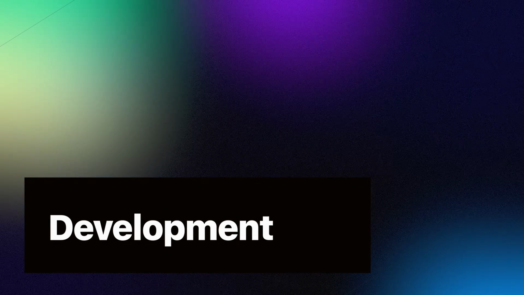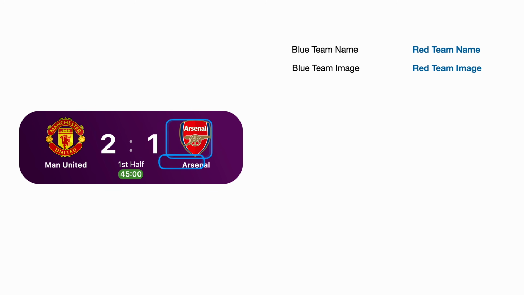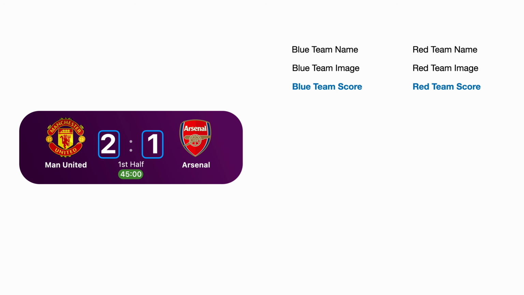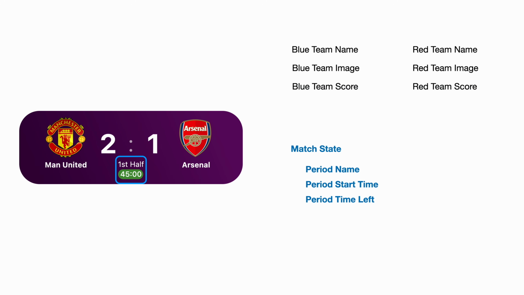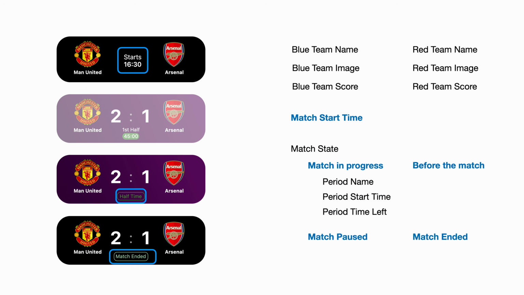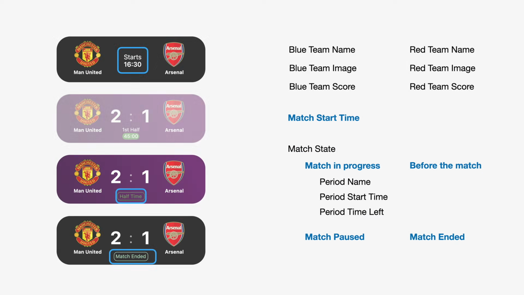Develop. Modeling the data. When the match is playing, the data that my live activity needs starts with the blue team name and image and the red team name and image, the blue team score and the red team score. Then I need the information about the current match state. When the match is playing, I will need the name of the period, the time when the period starts, and how much is left of that half. I will need the match start time to know if the match has started, is paused, or has ended. That's all the information that I need for this live activity, and I made sure of it by designing the activity in all the relevant state combinations.